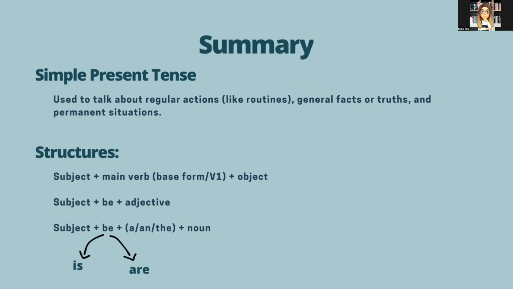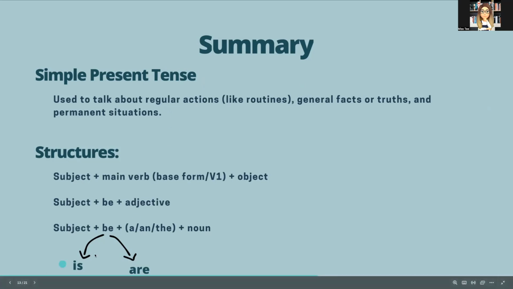Subject plus the form of be plus adjective. Subject plus the form of be plus a, an, or the plus a noun. And when you're using the form of be, you have to think, is the subject singular or is it plural? Singular, you use is. Plural, you use are.